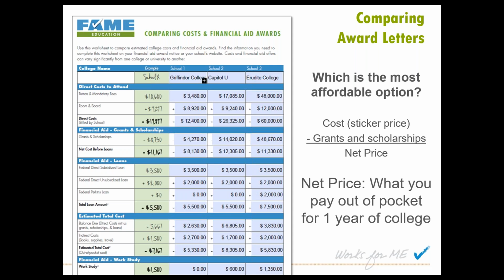So you can see that the costs before loans might be surprising. The direct costs of the Erudite one were $60,000, but after the large grants and scholarships, the net price before loans is $11,330. So the net price for Capital University, which costs $26,325, is actually a little bit more.